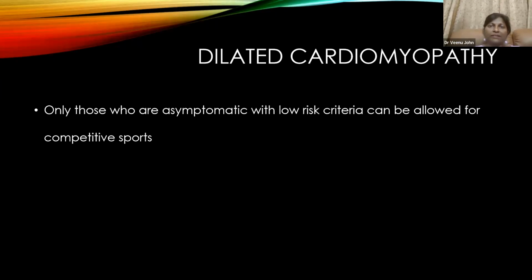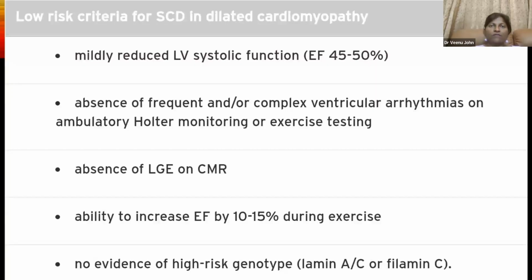We will see a lot of dilated cardiomyopathy in our day-to-day routine. So only those who are asymptomatic and have low risk criteria can be allowed for competitive sports or moderate intensity sports. So who are these who have low risk? One is they have only mildly reduced ejection fraction. They have absence of any ventricular arrhythmias on a Holter monitoring or on exercise testing, and MRI doesn't show any fibrosis, and ability to increase ejection fraction by 10 to 15% during exercise.